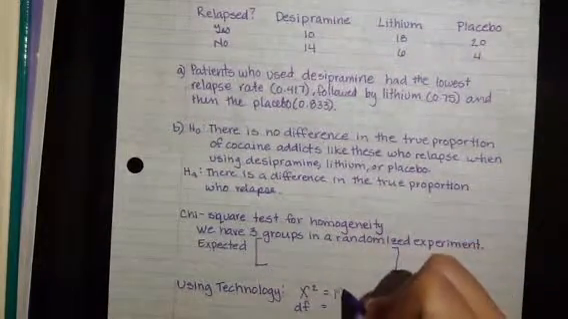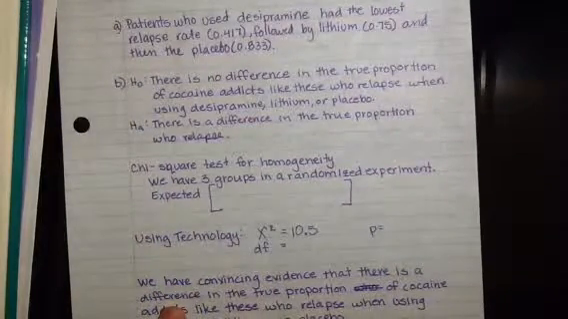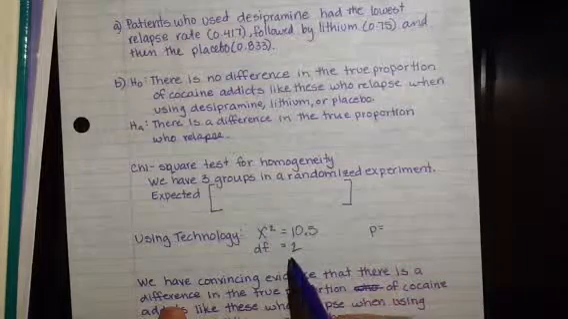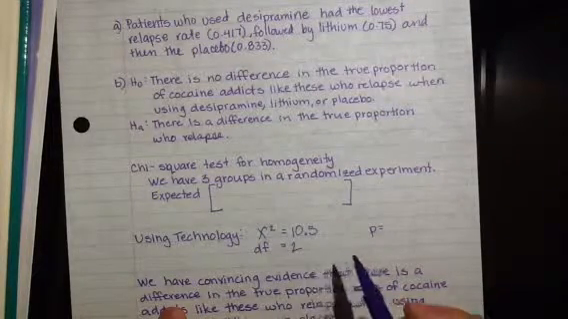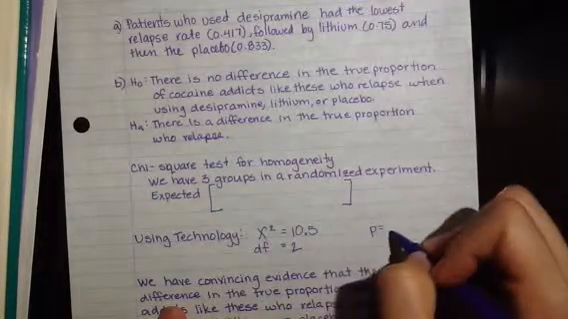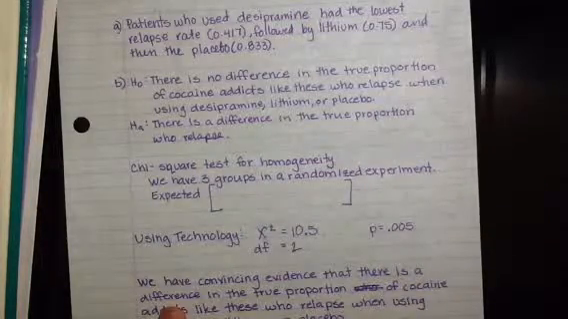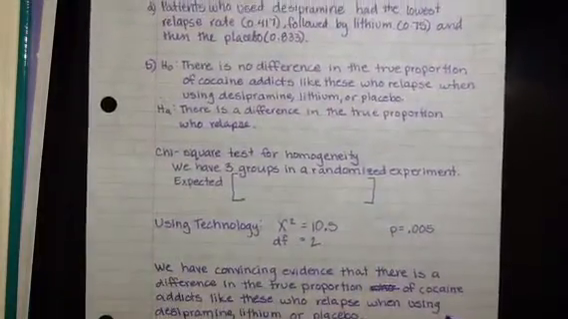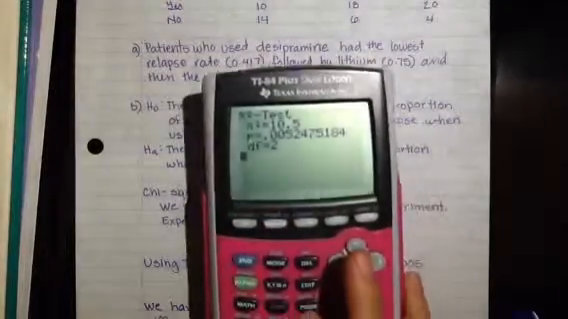Our chi-squared was 10.5. Our degrees of freedom was 2. And again, this is still our number of categories minus 1. We had desipramine, lithium, and placebo. Those are 3 categories, so degrees of freedom of 2. And our p-value is 0.005. So you notice I already wrote my conclusion, but I still need to double check that that has been satisfied. So I'm going to come back to my calculator.